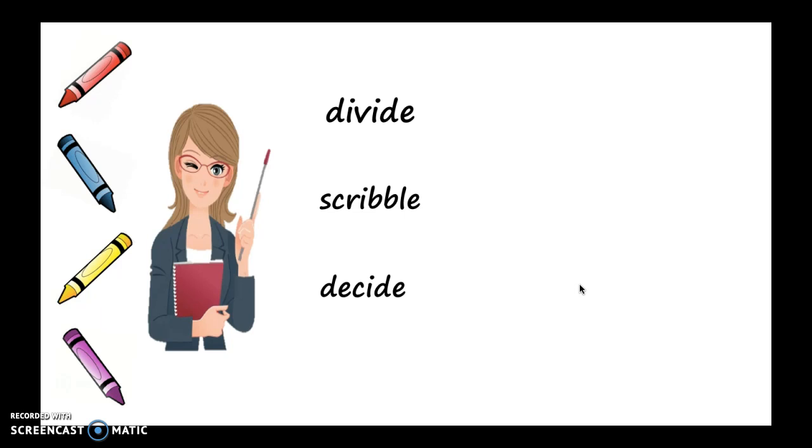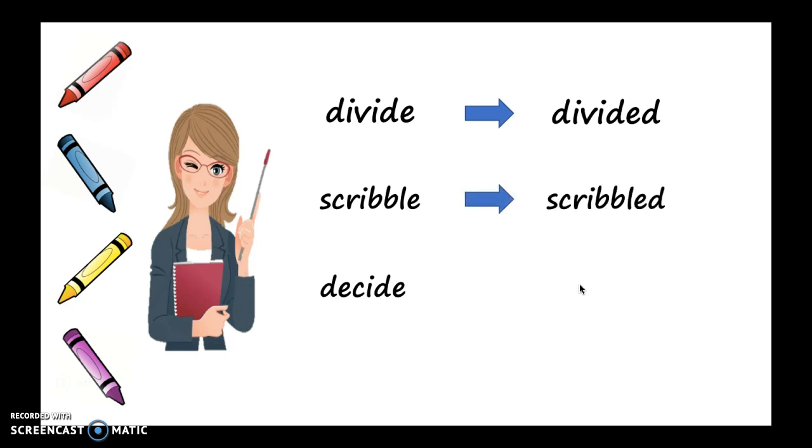So how did you guys do? Let's check. Divide becomes divided. Scribble becomes scribbled. Decide becomes decided. So basically what I'm thinking is that if a word already ends in an E, all I really have to do is add a D onto that word. Or if you want to remember to drop the E or the ending of the word before you add on ed or ing, that would be super helpful. This way, I'm dropping the E and adding the ending ed or ing to the base word.